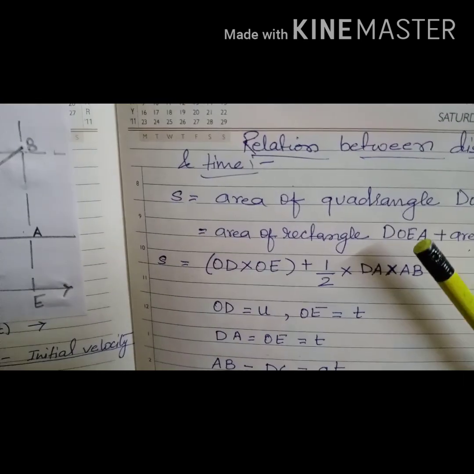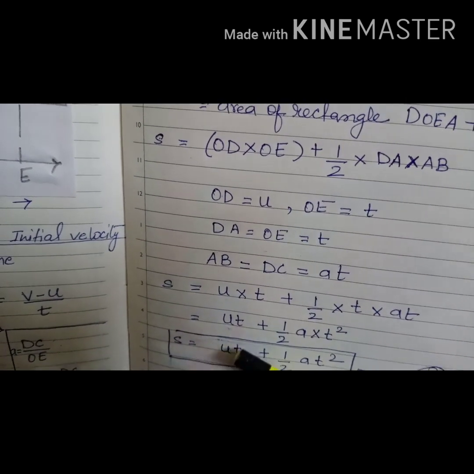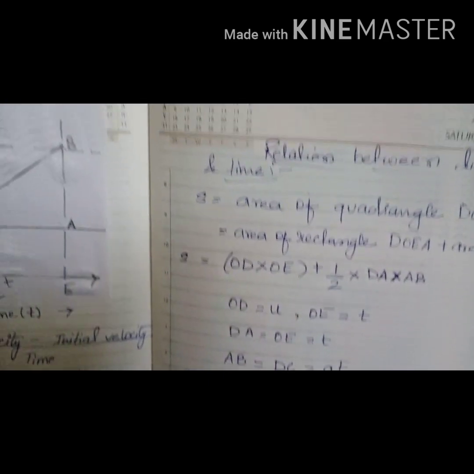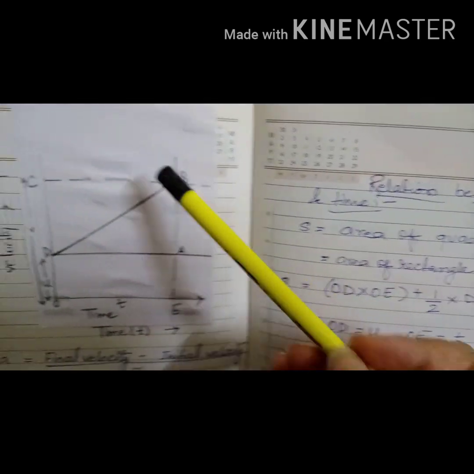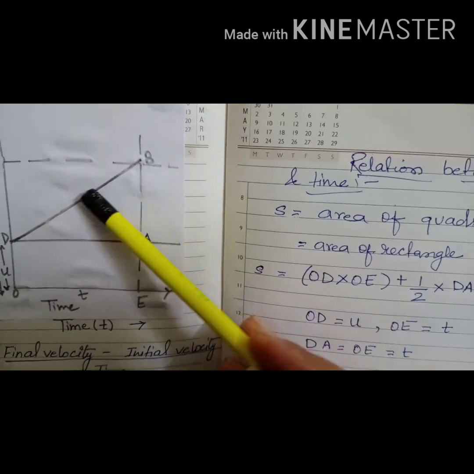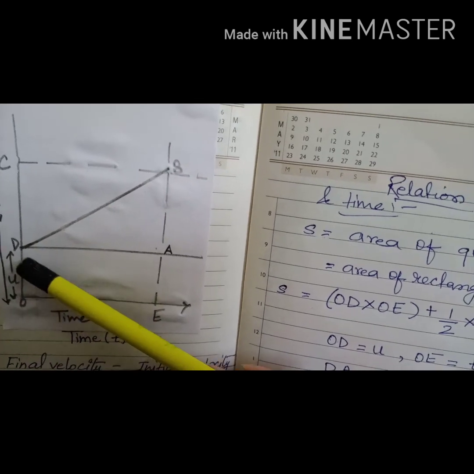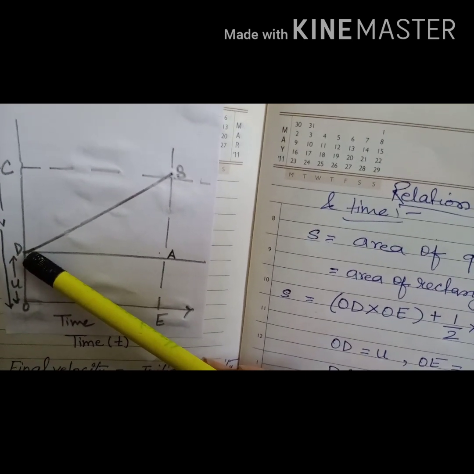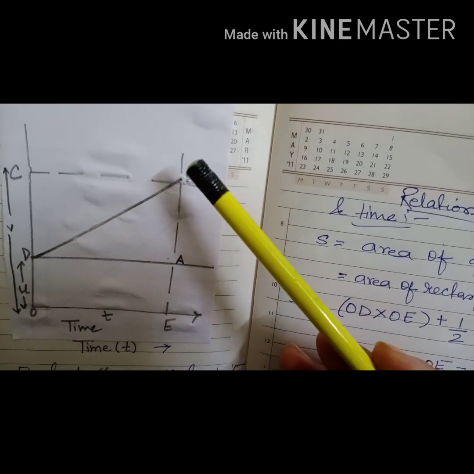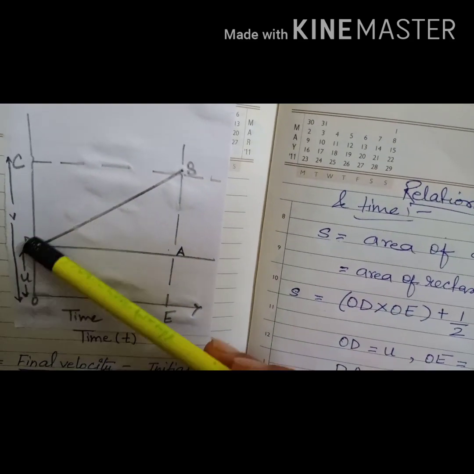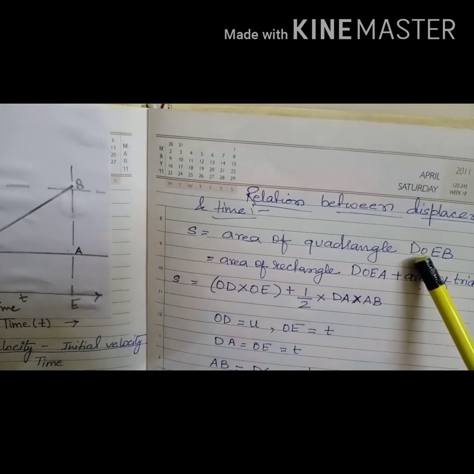Now come to the second equation of motion, which has this formula: S is equal to UT plus half AT square. Now S is displacement. It is a relationship between displacement and time. If you have to find the displacement, as I told you for all the graphs, you have to take the area. If you are asked how much distance or displacement this moving body has traveled from point D to B, what will you consider? This full area you will consider. So that is what I have written: S is equal to the area of quadrangle DOEB.